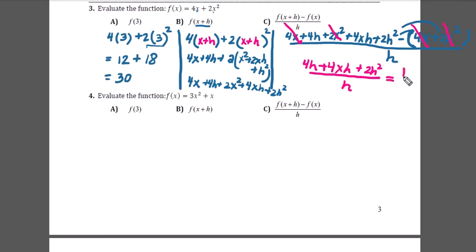So let's equal this. You're going to factor out an h here. So you're going to be left with a 4 plus a 4x plus a 2h, like that. Now that you have this as h times something, now you can take this h here and cancel it with this h here. And your final answer to this problem is 4 plus 4x plus 2h. Anytime you see one of these problems, you're always going to be able to factor out an h on the top to be able to cancel it with the h on the bottom. So every single time, that's how those are going to work.